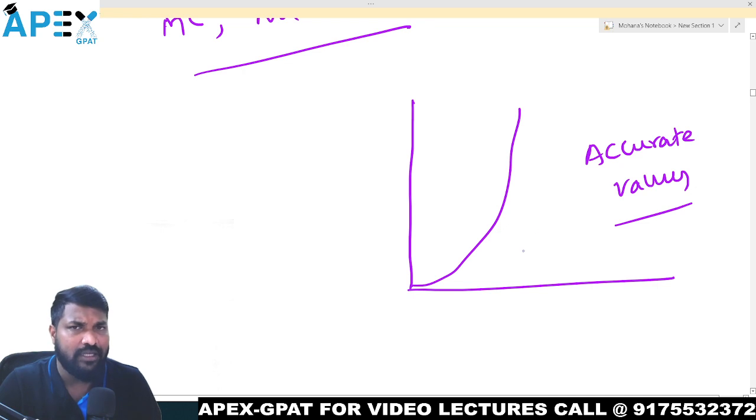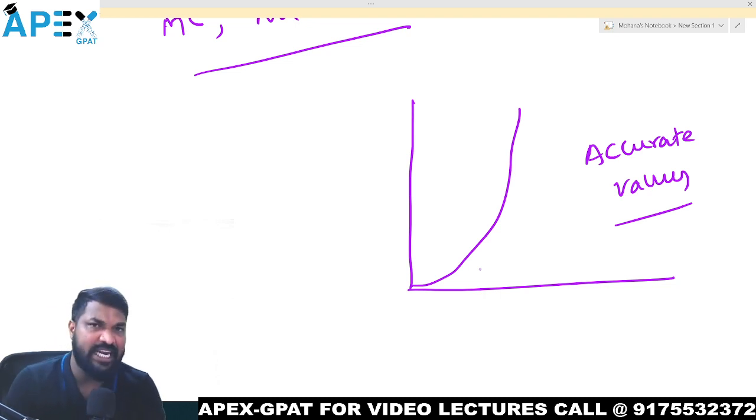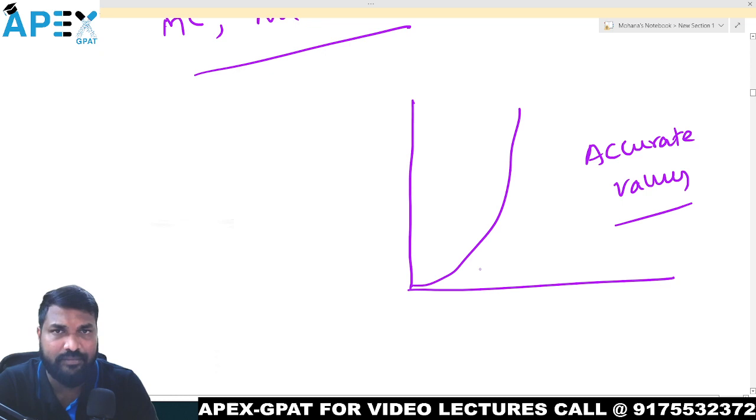Pseudoplastic viscosity, pseudoplastic flow: can we determine it accurately? The answer is no. Now what is the solution? Yes, we want a straight line. If you get the straight line, then only you can find it.